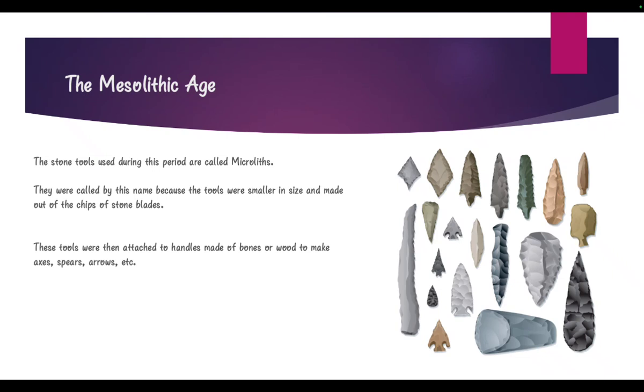The stone tools used during this period are also called microliths. They were called by this name because the tools were smaller in size and made out of the chips of stone blades. These tools were then attached to handles made of bones or wood to make axes, spears, arrows, etc.